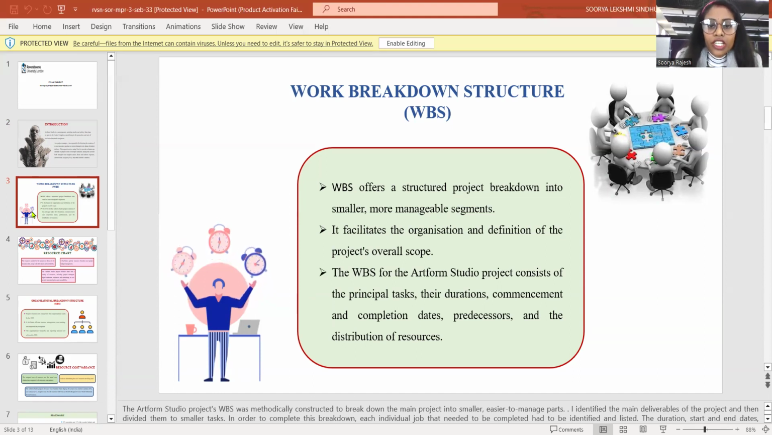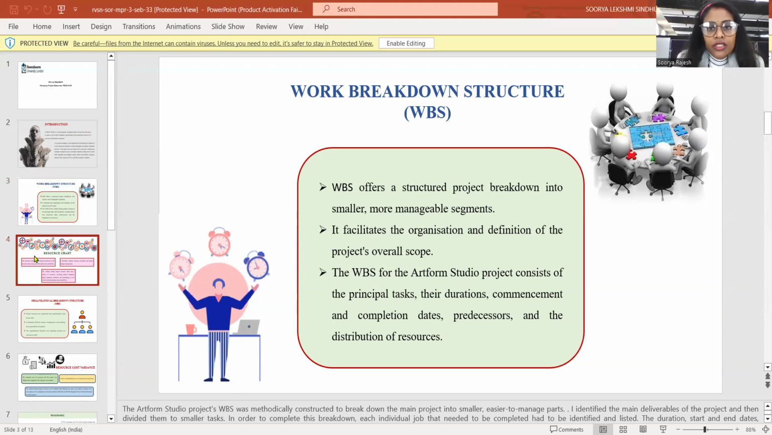And also the work breakdown structure for the Art Form Studio project consists of the principal tasks and their durations, and also commencement and completion dates, procedures, and the distribution of resources. Everything we can see in the WBS. We provide that in our project WBS, and this WBS is very helpful for our project initiation and planning, each and every stage. And we can look at the other slide.